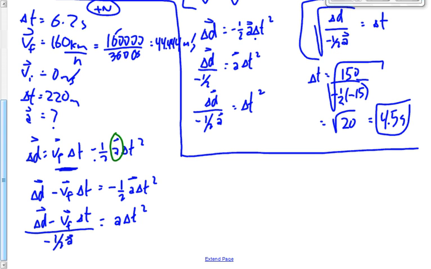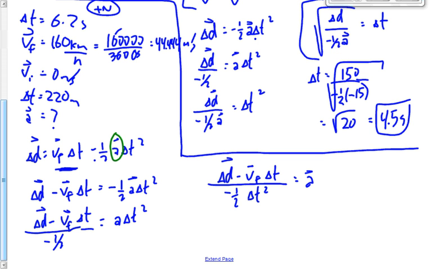So let's say D minus VFT over negative 1/2. Sorry, that shouldn't have been negative 1/2 A. It should have been just negative 1/2. Divided by negative a half, and we've just divided by T squared. So it should look something like this: D minus VF times T over negative a half times T squared.